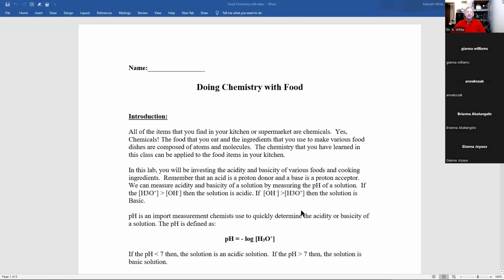What's this lab? Well, let's take a look at it. It's called Doing Chemistry with Food. Ooh, that sounds exciting. Everybody see that on your screen now?